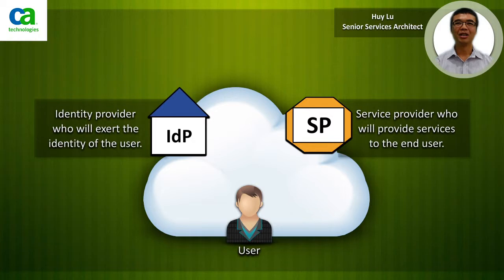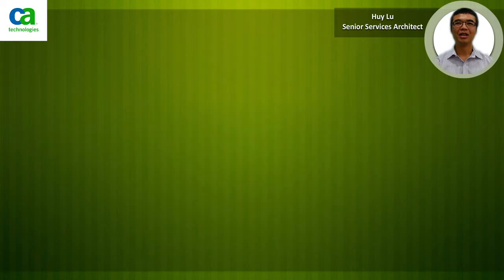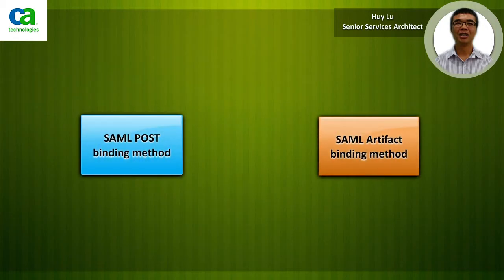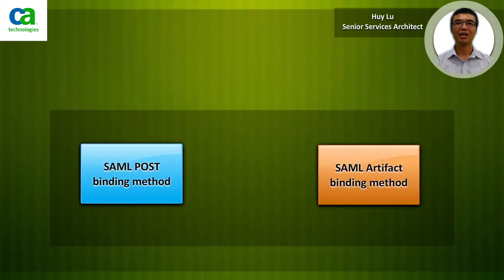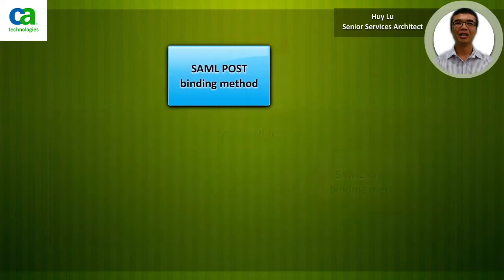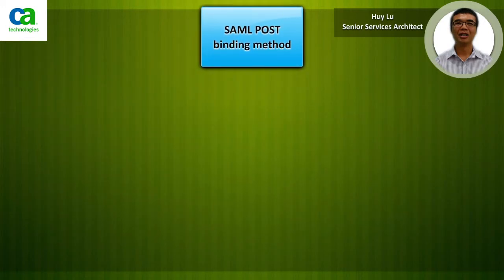The terminology such as identity provider and service provider will change with the various different standards. However, the concepts will remain the same. In this video, we will identify SAML 2.0 web single sign-on profiles. They are post binding methods and artifact binding methods. Both of these are supported by SiteMinder. Let's have a look at the post binding method.